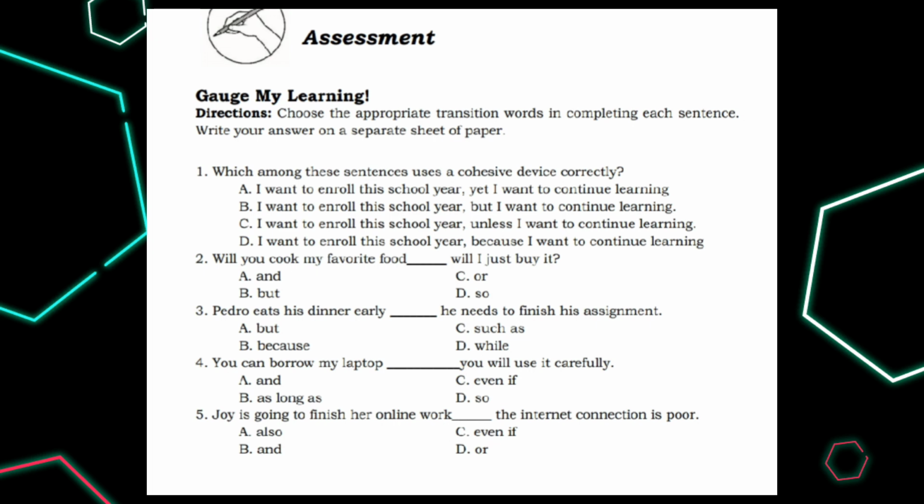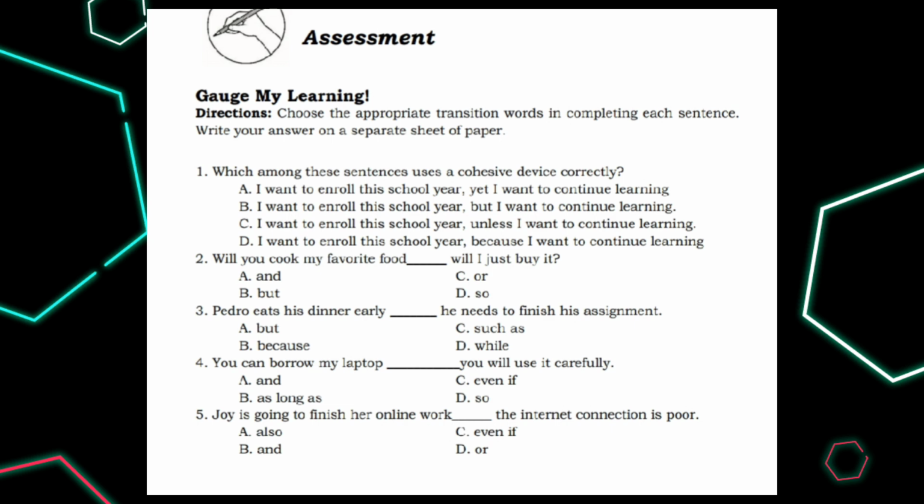And for your final assessment, this is Gauge My Learning. Directions. Choose the appropriate transition words in completing each sentence. Write your answer on a separate sheet of paper. Number 1. Which among these sentences uses a cohesive device correctly? A. I want to enroll this school year, yet I want to continue learning. B. I want to enroll this school year, but I want to continue learning. C. I want to enroll this school year unless I want to continue learning. D. I want to enroll this school year because I want to continue learning.